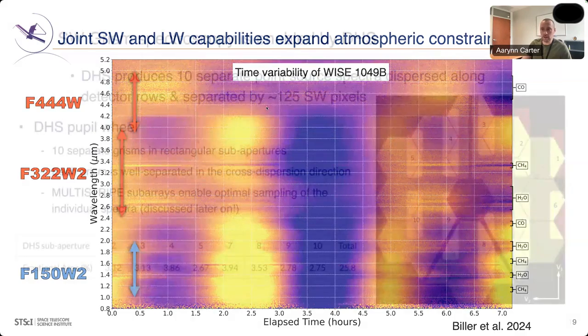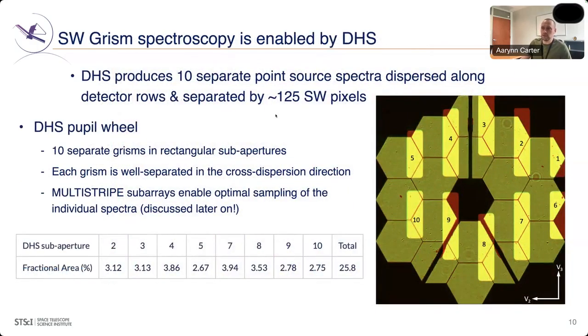Okay, so with that in mind, how is this sort of enabled? So DHS is kind of an interesting mode. It produces these 10 separate spectra on the detector through these 10 different apertures that align with the telescope mirror like this. And you can see they're all kind of well separated, and they don't really cover the whole surface of the mirror. Really, the coverage we're getting, if you added up all of these together, would only be sort of 25%. So there's kind of some implicit throughput loss when you're using this mode.